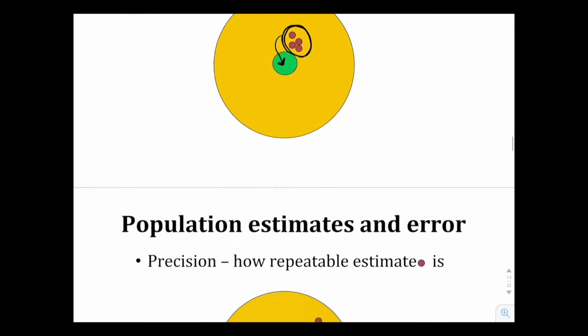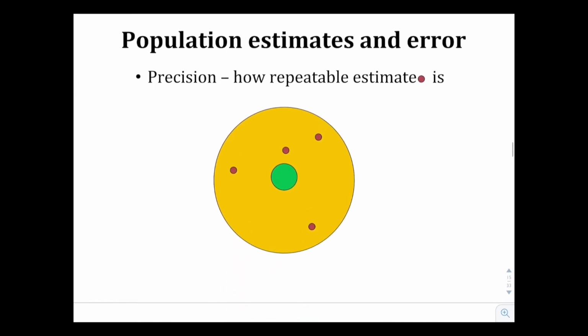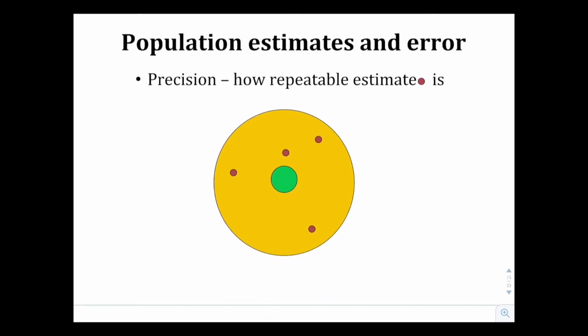So let me give you an example of something that is imprecise. We have this kind of all around the board type of estimate, and so that would be something called imprecise. It's also inaccurate because we're seeing that nothing is falling into this true value here.